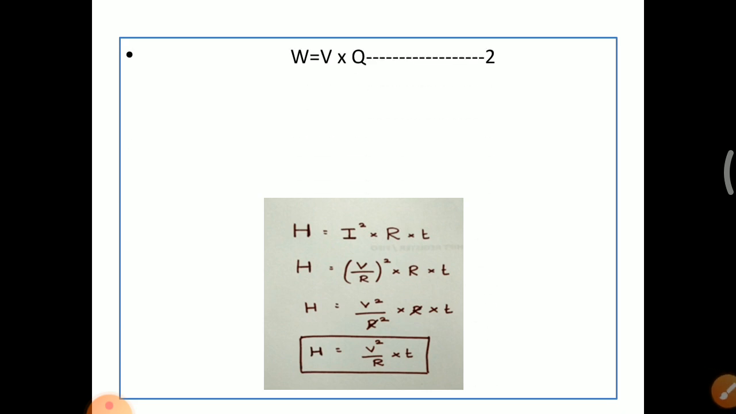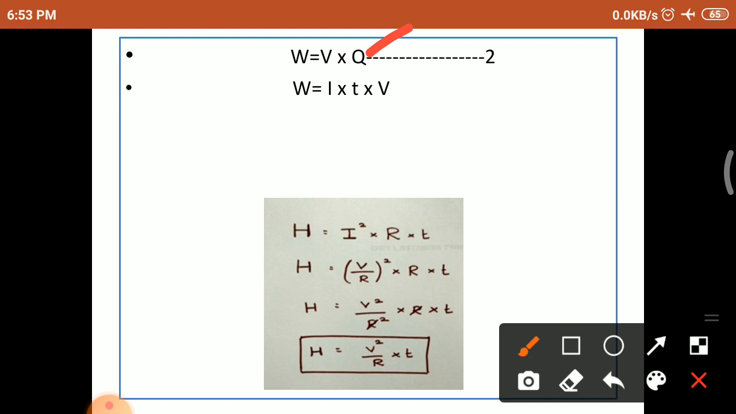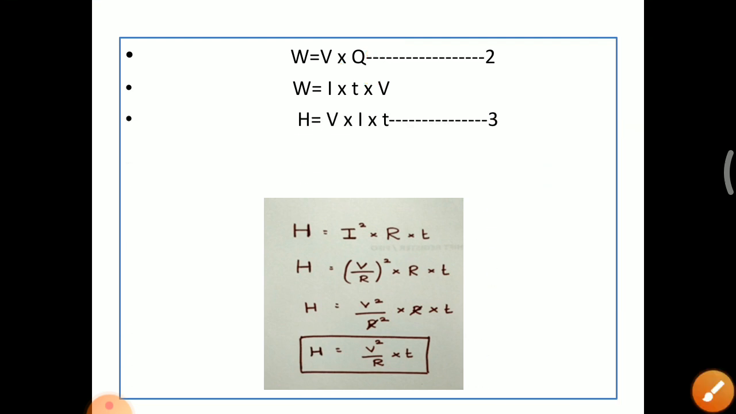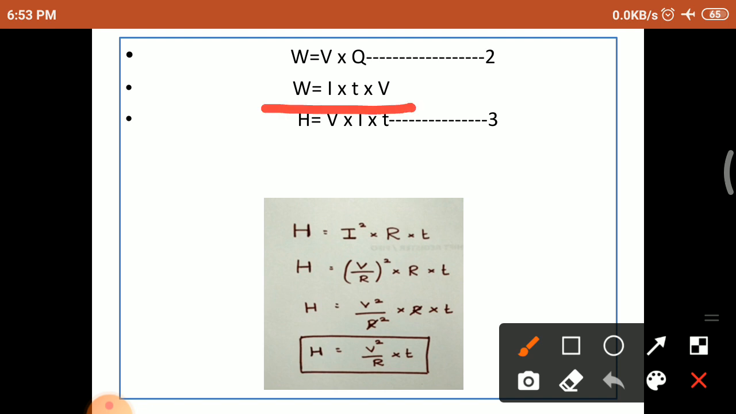So W equal to V into Q, and we substitute Q equal to IT from the first formula into V. From the first formula we know that Q equal to IT. So I can substitute instead of Q, I into T, and V. And this is the work done in the conductor. So this work done is dissipated in the form of heat. So W is equal to heat. That means H equal to V into I into T.